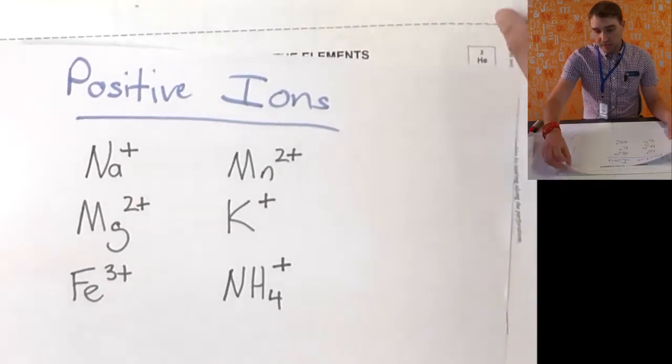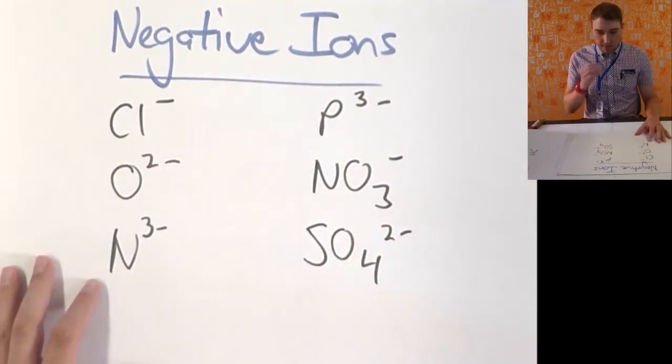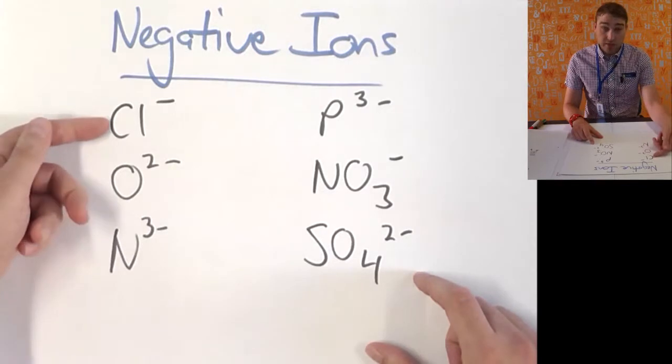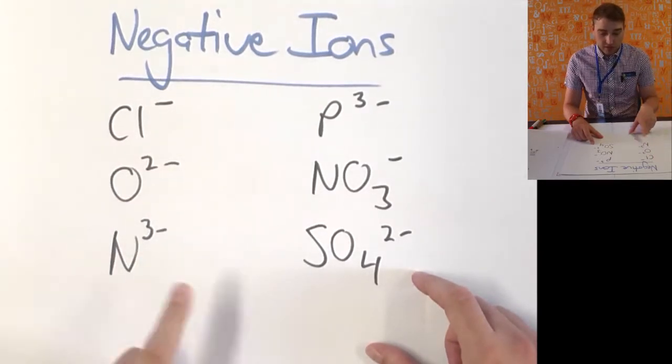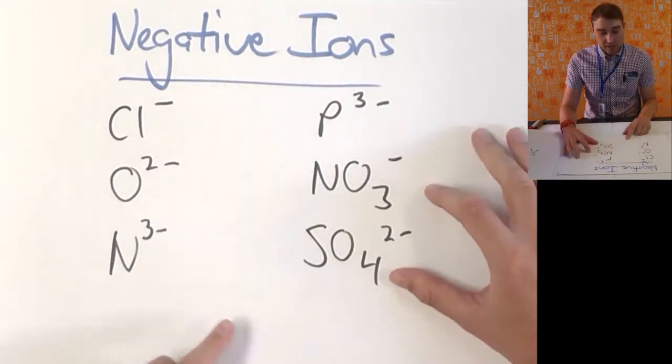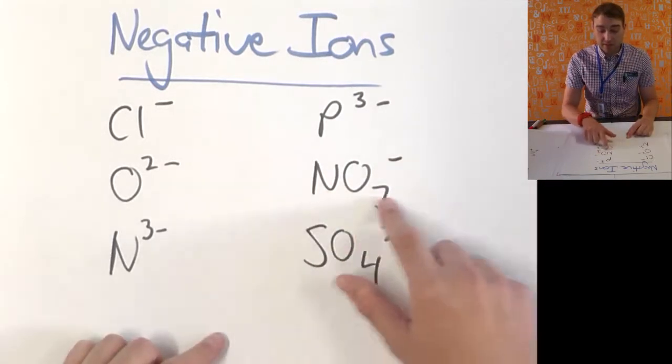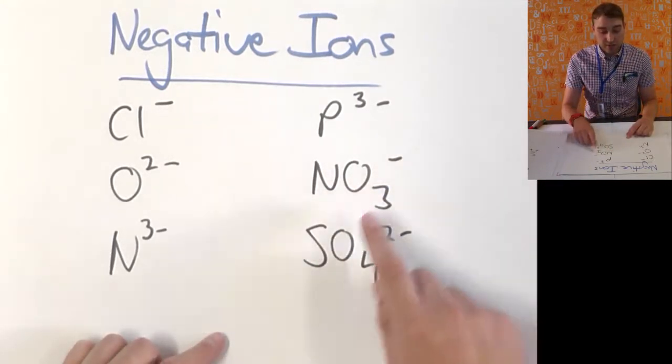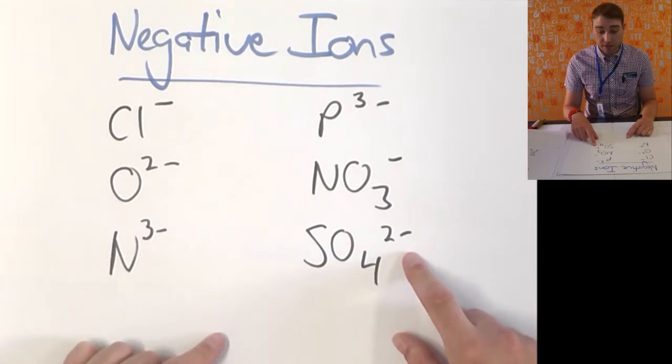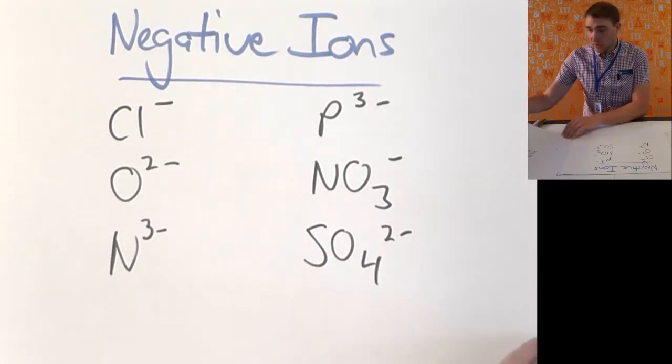If we look at some negative ions now, some examples of negative ions, we have the chloride ion, the oxide ion, nitride ion, phosphide ion. Then we've got 2 compound ions, the NO3-, that's nitrate ion, and the SO4 2-, that's the sulfate ion. So where do we get the charges of those?